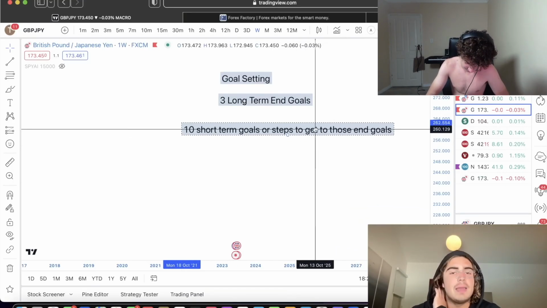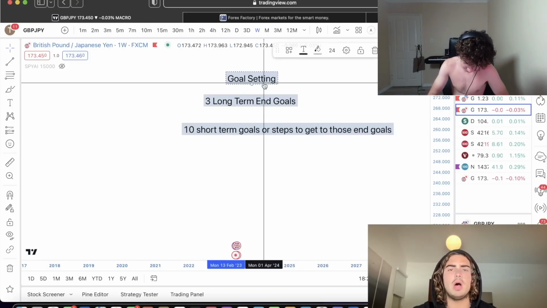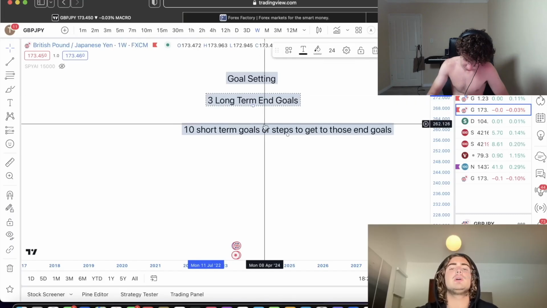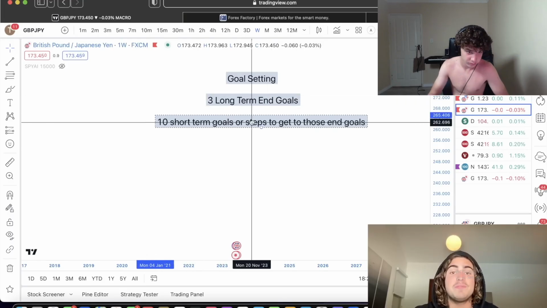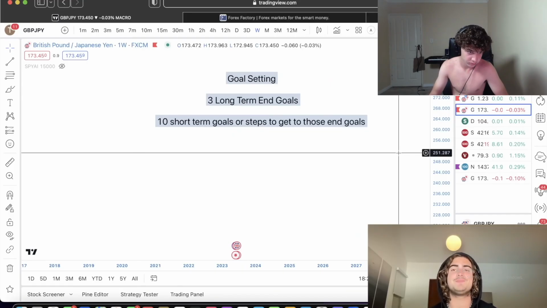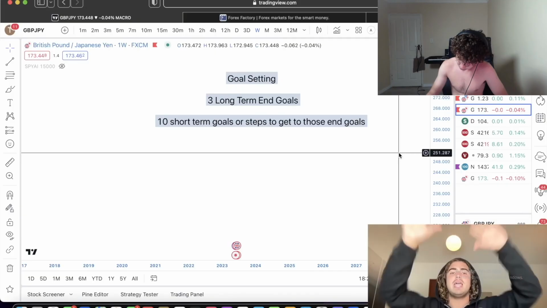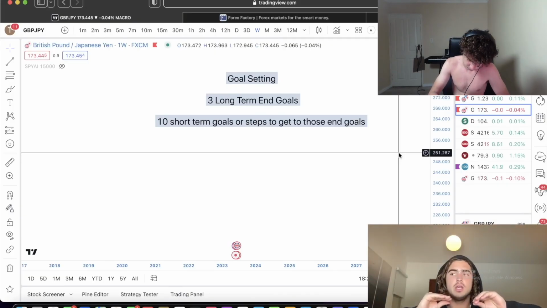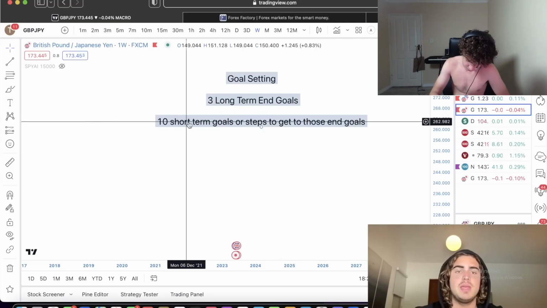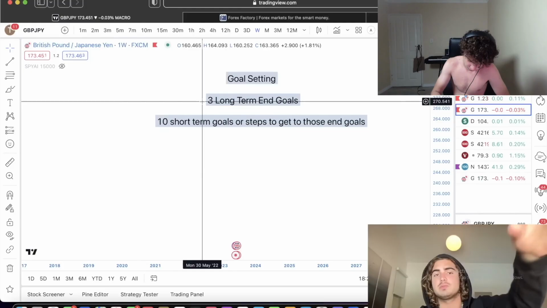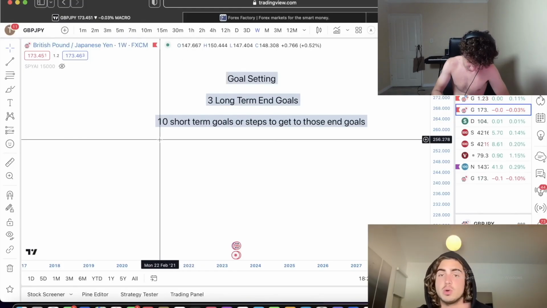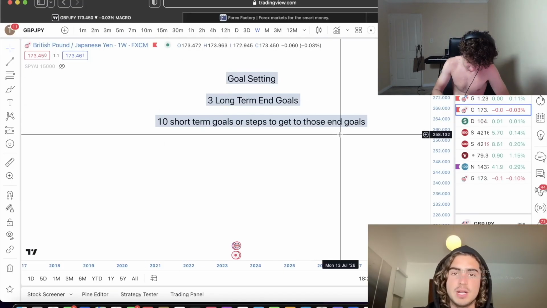Okay, so after that, once you write down your 3 long-term end goals, you are going to write down 10 short-term goals, or just steps to get to those end goals. Because most of the time people are like, what's your New Year's resolution? And this is why people never complete their New Year's resolutions. People say, I want 6-pack abs, I want this, I want that. And then they're like, where do I even start? So by doing this, we can set 3 long-term end goals, and then we have 10 short-term goals for each one. So make sure it's 10 for each of those 3. So you should have 30 short-term goals or steps in total.